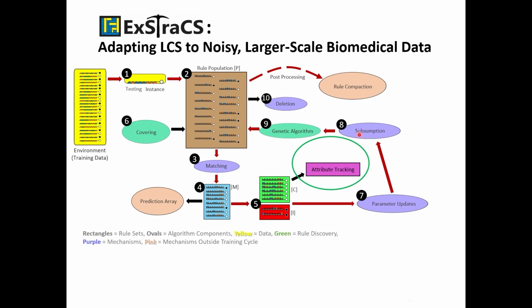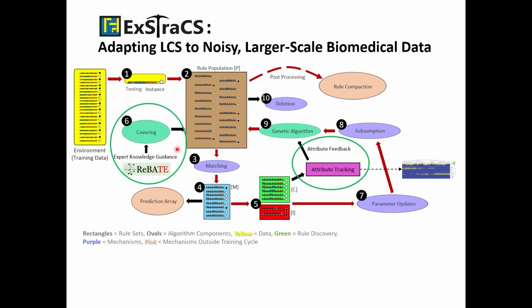First, we added the attribute tracking algorithm, and this collected information about what features were important strictly from rules that emerged in the correct set every single iteration. And at the end of running the algorithm, we can output these scores. ExSTraCS also leverages these improving attribute tracking scores over time to further help guide the genetic algorithm probabilistically during training iterations. And this was found to further improve algorithm learning performance.